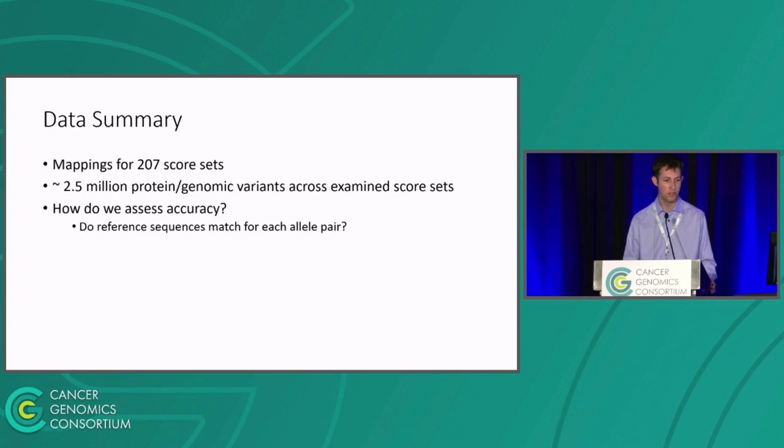So after completing this process, we have mappings complete for 207 score sets in MAVE-DB, and this encompasses roughly 2.5 million protein and genomic variants across the examined score sets. And the question that emerges from this point is how we assess accuracy.